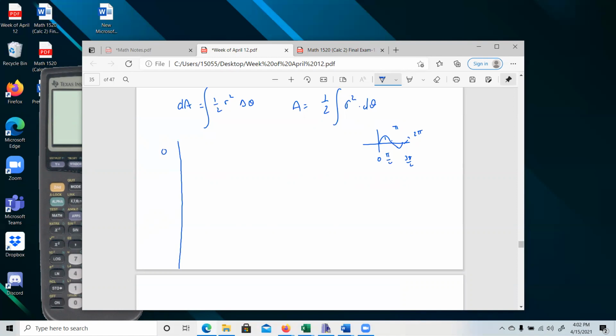So we have 0, we have pi over 2, we have pi, we have 3 pi over 2, and then we have 2 pi. But I don't have just a plain vanilla sine wave, do I? No, we have r equal to sine 3 theta.